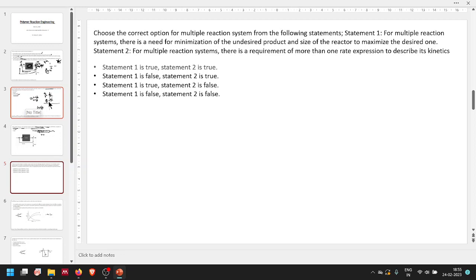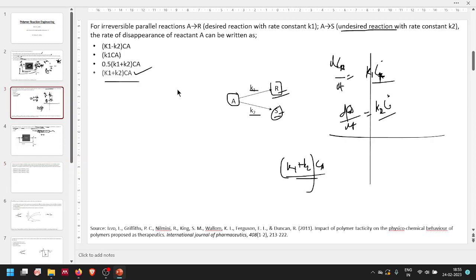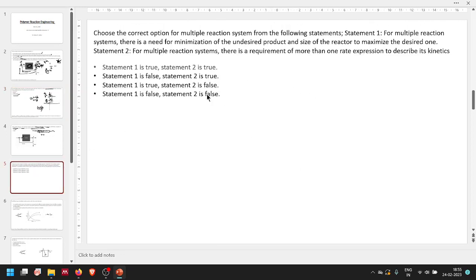As we have seen in the second question right here, a complex reaction like this, where there are two reactions occurring simultaneously and competing with each other, the rate constants are different. So we do need two different rate expressions to describe the entire reaction where the reactant is getting consumed. So for a multiple reaction system, the requirement of more than one rate expression is necessary to describe its kinetics. So that's why statement 2 is true. Then moving on to the first statement.